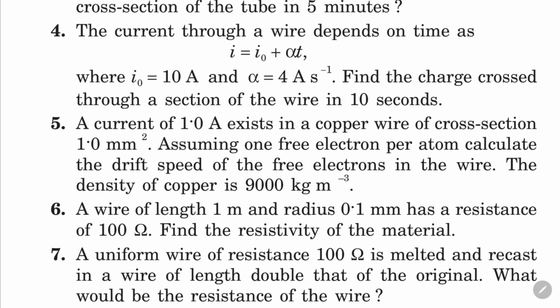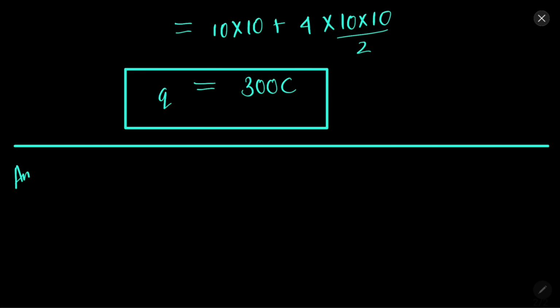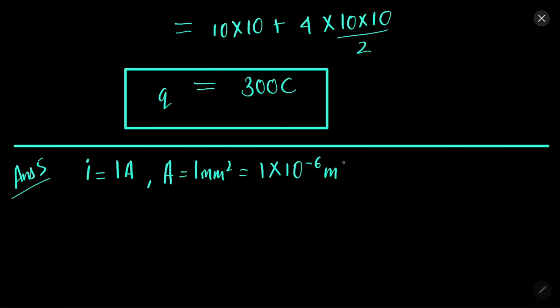In question 5, a current of 1 ampere exists in a copper wire of cross section 1 mm square. Assuming 1 free electron per atom, we need to calculate the drift speed of free electrons in the wire. So this is the fifth one. First of all, what we have: current is 1 ampere, area is 1 mm square, that is 1 into 10 to the power minus 6 meter square. Then the density of copper is 9000 kilogram per meter cube.